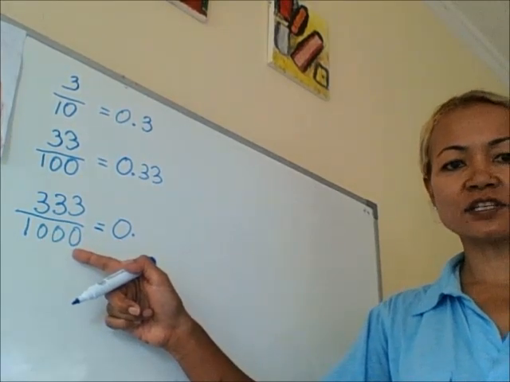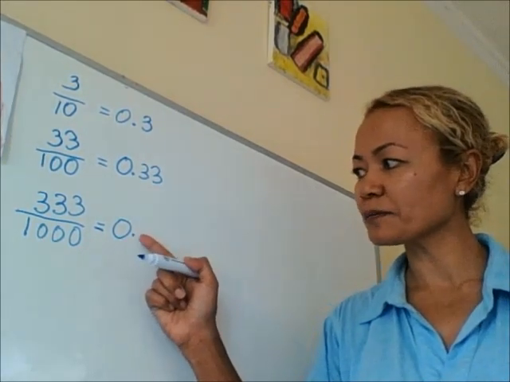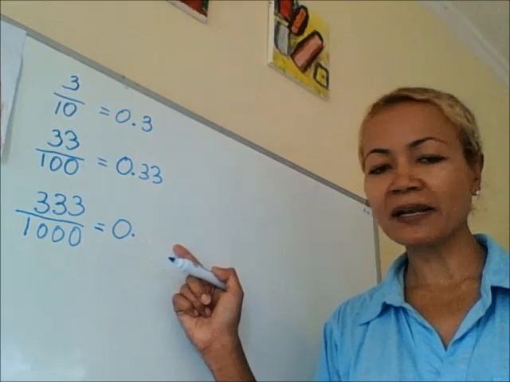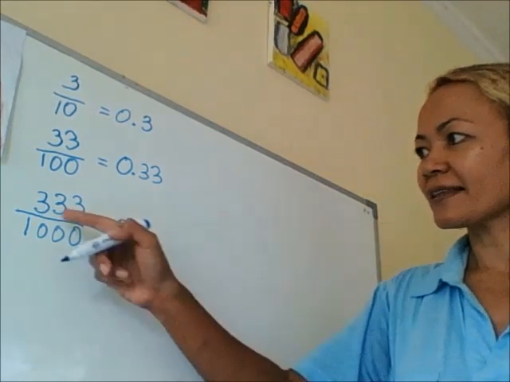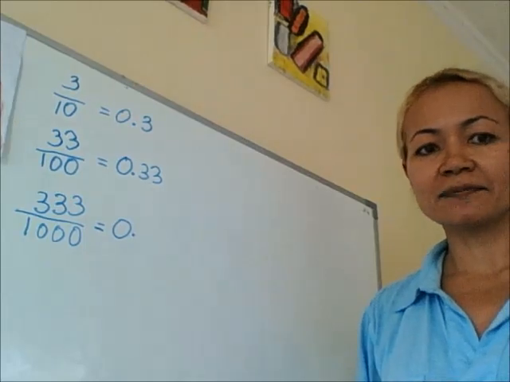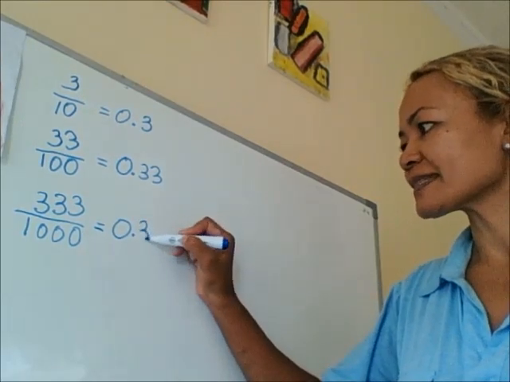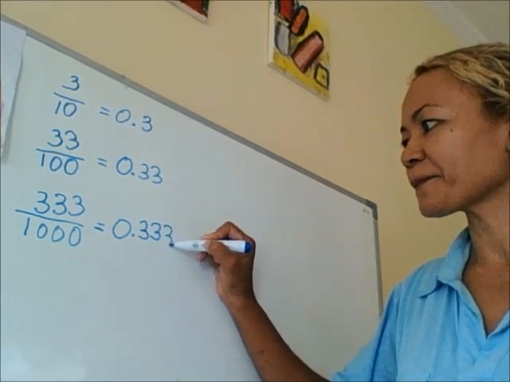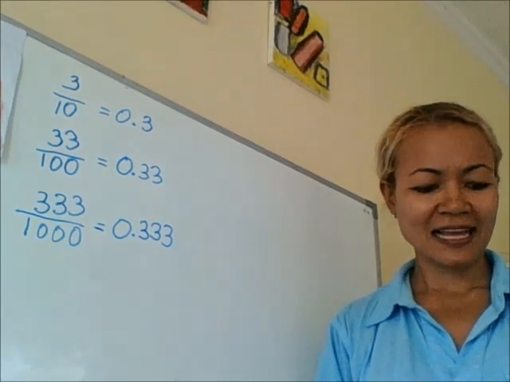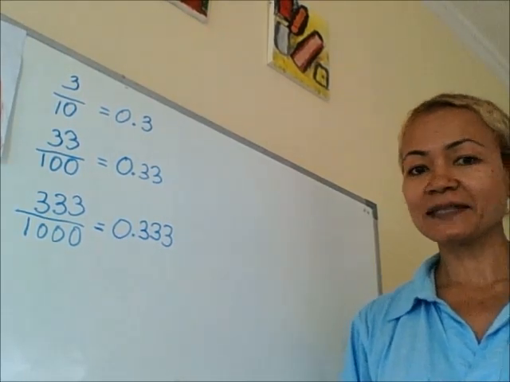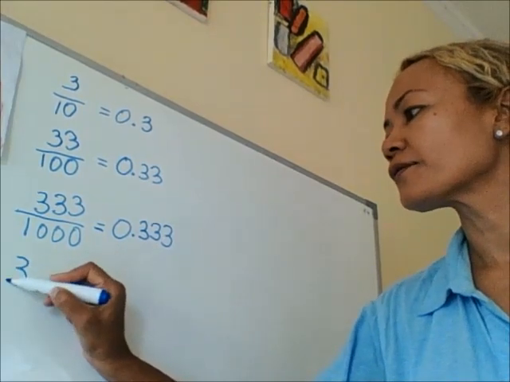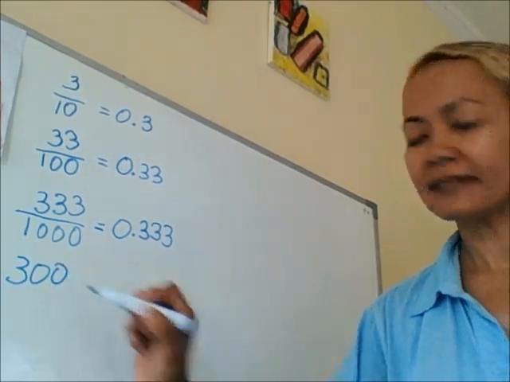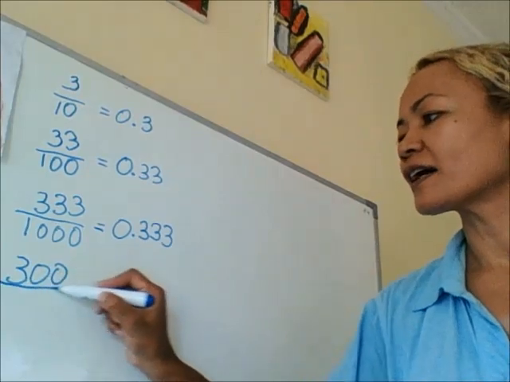Three zeros on the denominator, so you know you will be using 3 places to the right of the decimal place. That 3 digits that you have on the top slides nicely into there. And the last one, 300 over 1,000.